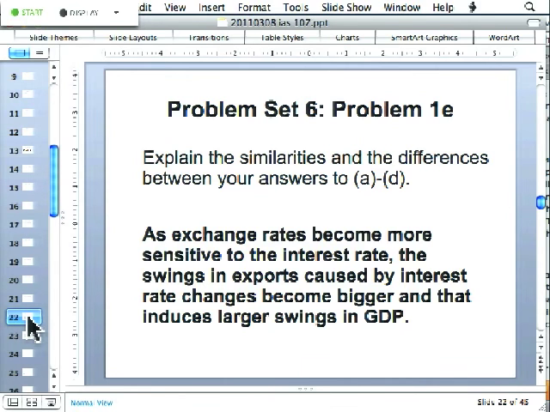That's what problem 1E is trying to get at. That when you have a more open and flexible capital market allowing money to slosh across national borders more easily, making exchange rates more sensitive to changes in interest rates, you increase the instability of an economy. And that's probably a bad thing to have.